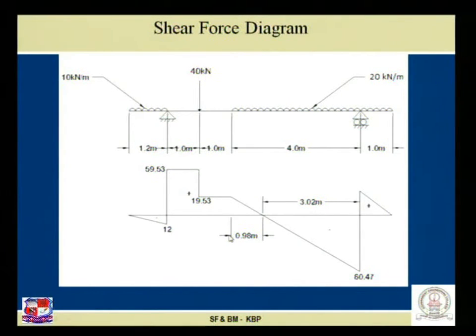It is very important for us to determine the position of zero shear force. That is, I am interested to find out the distance over here. So either use pure mathematics with the two similar triangle rule to find this distance, or using the concept of shear force by taking a section, find out the distance, and this comes to be 0.98 meter.